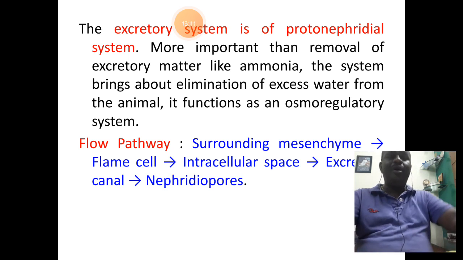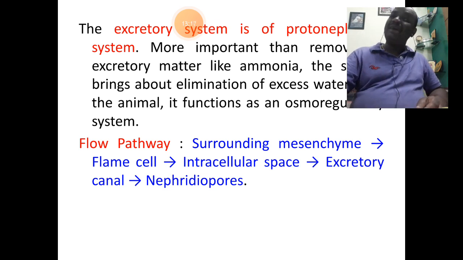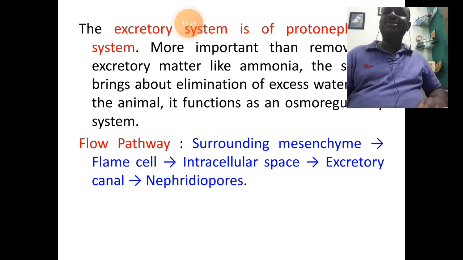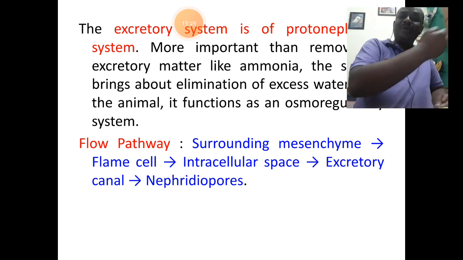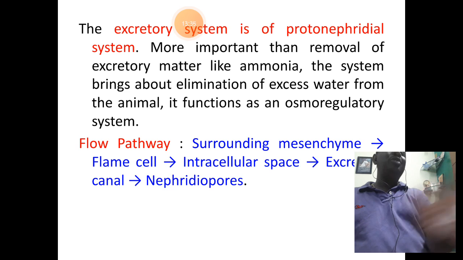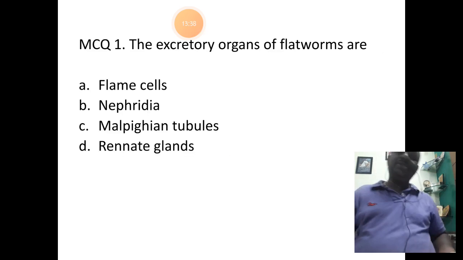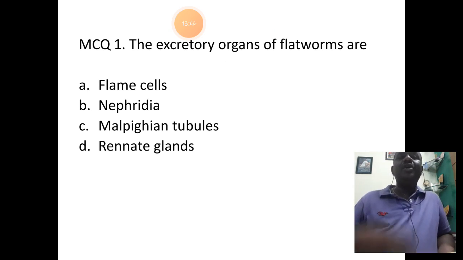When we look at the pathway of the excretory system, from the surrounding mesenchyme where the excretory wastes originate, it moves into flame cells. From flame cells it will move into intracellular space, from there into excretory trunks and canals, then it moves out through the nephriospores. So that's about the importance of the physiology of excretion. So after understanding the physiology of excretion, students, now we shall concentrate on a few multiple choice questions to know the ability of our understanding related to the subject of the session.